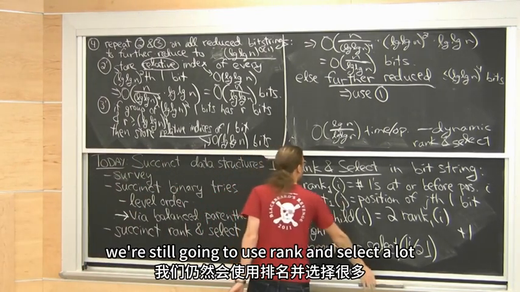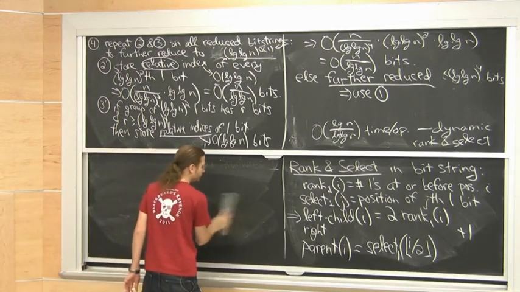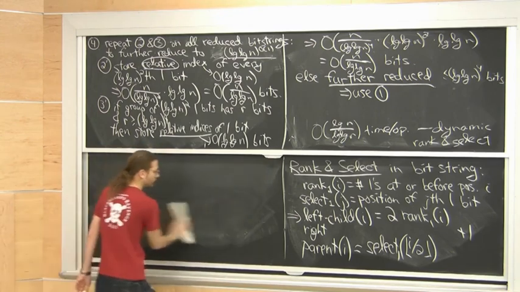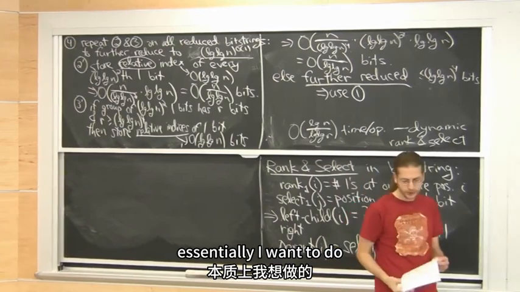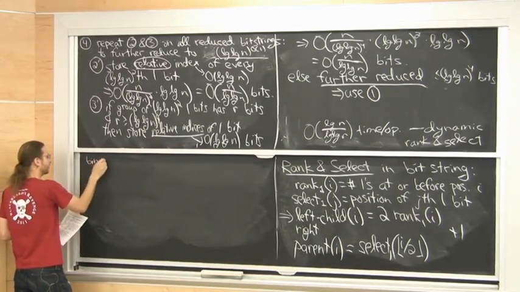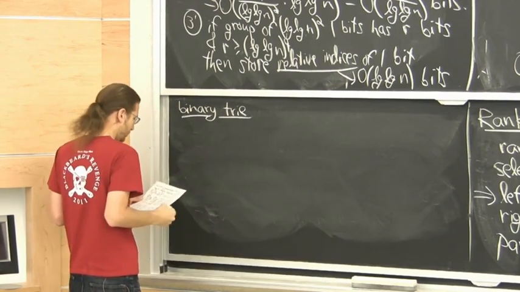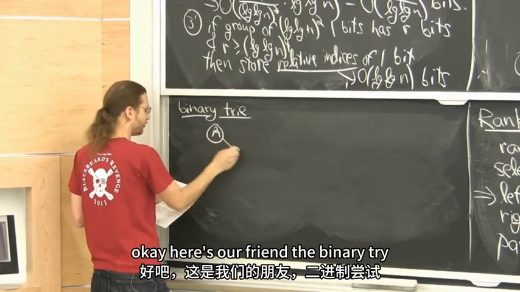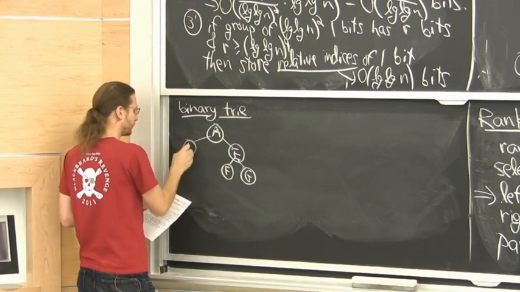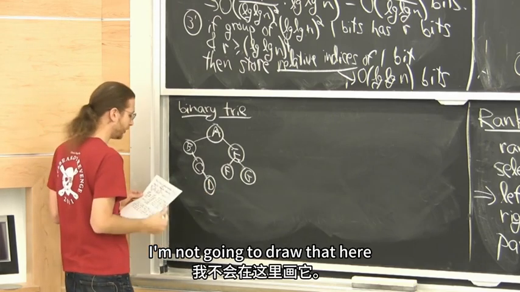So we're going to use a different representation. We're still going to use rank and select a lot, and generalized forms of rank and select. But it's going to be a little bit more handy. Essentially, I want to do more like a depth-first search of the trie, less level order, so more depth-first. Okay, here's our friend, the binary trie. Same one as before. We had our binary representation of it. I'm not going to draw that here.